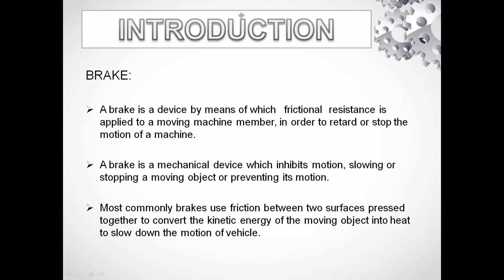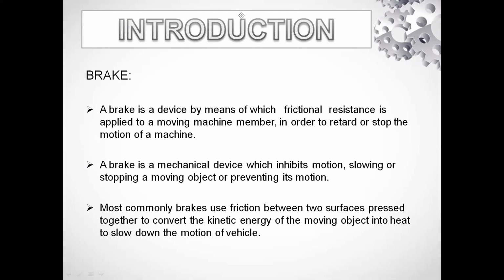We can stop the motion. We are applying some external force on that device. We can reduce the speed or we can stop the object. That means we can stop the object or we can stop the vehicle. We are applying some external forces on it. So a brake is a device by means of which a frictional resistance is applied. That frictional resistance means we are applying some external forces or external pressures on that particular object or particular vehicle.